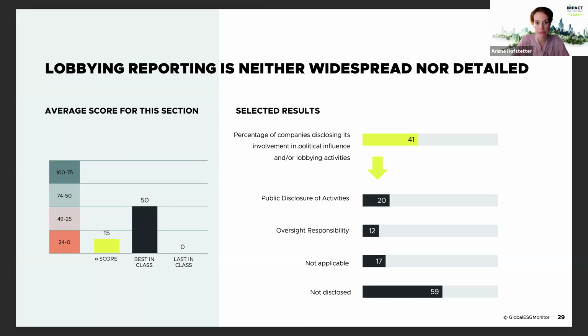Let's look at the numbers. Left side again, how this was done overall with all the aspects we have evaluated for lobbying. And you see the average score is only 15. So it's currently neither widespread nor much detailed. What you see on the right side, only 1 in 5 companies publish its lobbying activities policy, and only 12% state a supervisory responsibility for lobbying. Around 1 in 6 companies state that they are not involved in political influence or lobbying activities. The last case makes it easy for us because then we understand this is not a material topic.